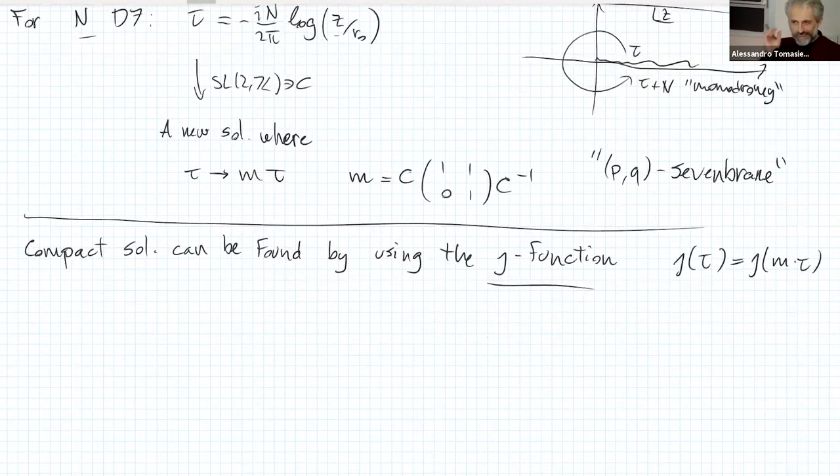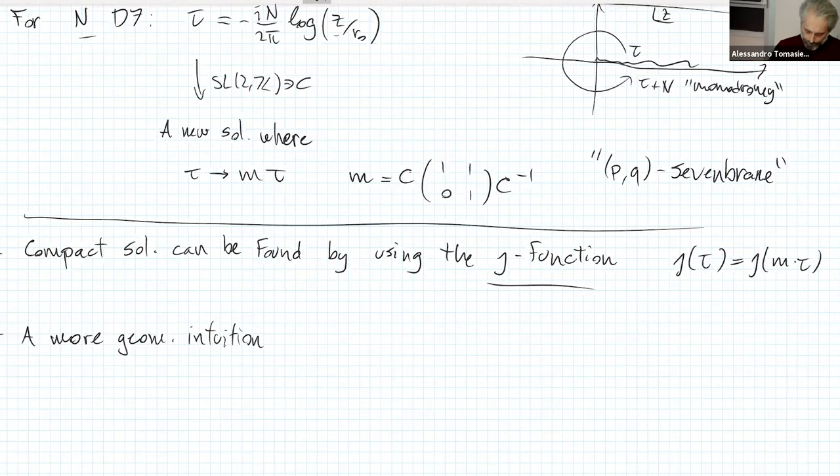My last remark, before I talk about F theory, I cannot not say this, is that the solutions can be understood with even more geometrical intuition. This can be obtained by noticing that tau has the same properties as the modular parameter of a torus.